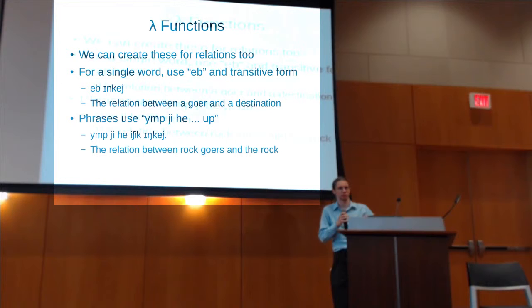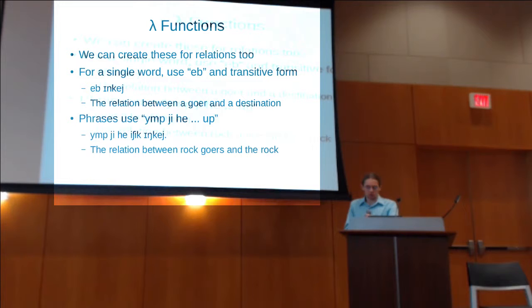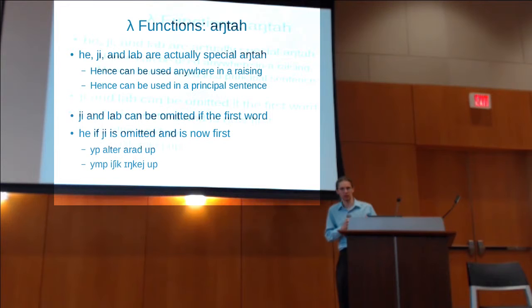So now we're not talking about something that goes to another thing. We're talking about the general relationship between the goer and the destination, or the general relationship between a rock goer and the rock that they're going to. And you'll notice that inside the structure, we use law, het, and yi, and these satisfy our morphological constraints for onctum, and that's exactly all they are. They're nothing more complicated than simple onctum.